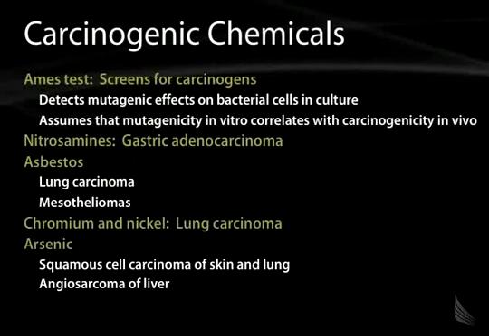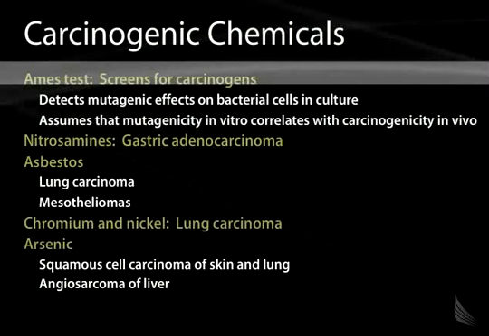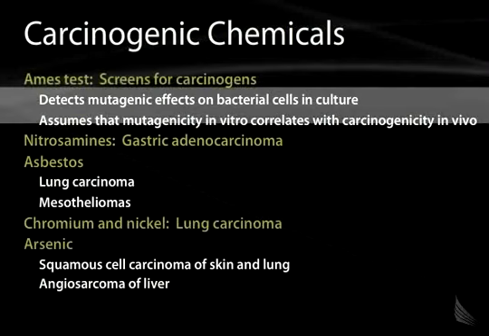Now, there are various environmental factors that can lead to the development of these sort of somatic changes that lead to the development of a tumor. Many of these are chemicals in our environment, and how we determine that they're carcinogenic is by the use of what's called the Ames test. This is a simple screening test to try and determine if chemicals are carcinogenic. It determines the mutagenic effects on bacterial cells in culture, but it does have a major underlying assumption, and that is that this mutagenicity in vitro correlates with carcinogenicity in vivo.